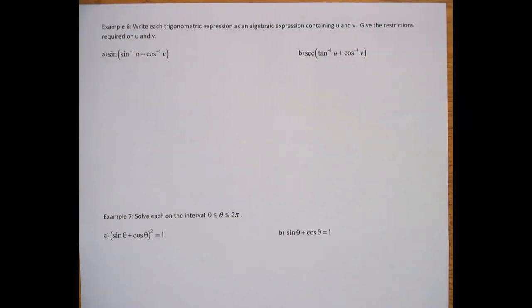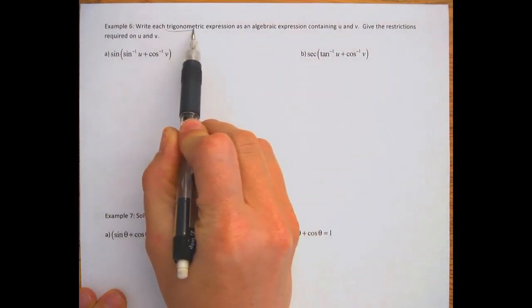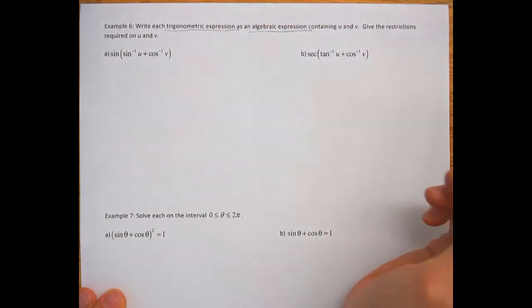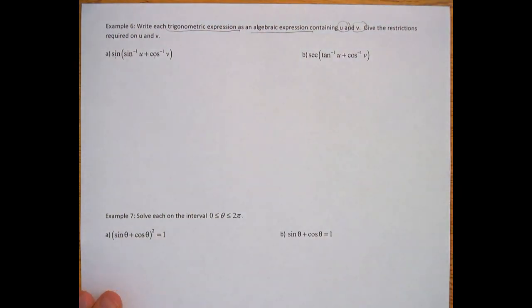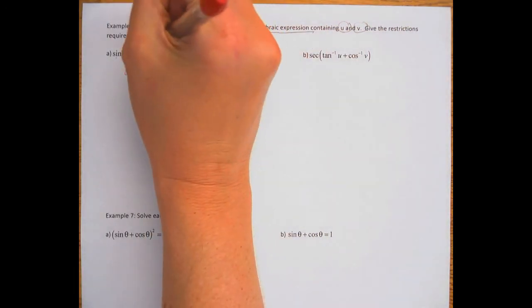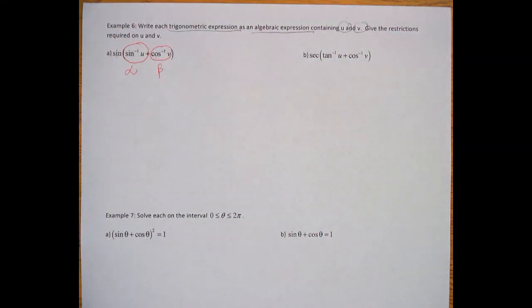In example 6, you have one of these U-type questions again, where you are given a trigonometric expression with trig functions, and you are asked to write an algebraic expression with U and V. So again, these, I think, are the trickiest kinds of problems because you have to recognize what is an angle and what isn't. So, sine inverse of U is an angle. We'll just call it angle alpha. Cosine inverse of V is also an angle. We'll call it angle beta because they're answers to an inverse trig function, which are always angles.